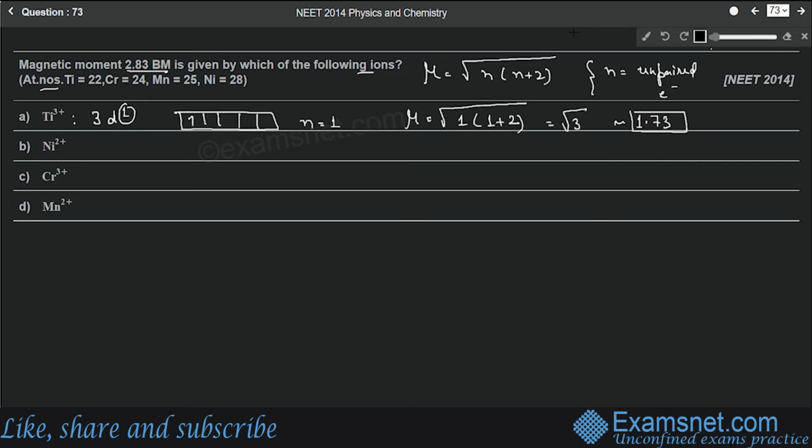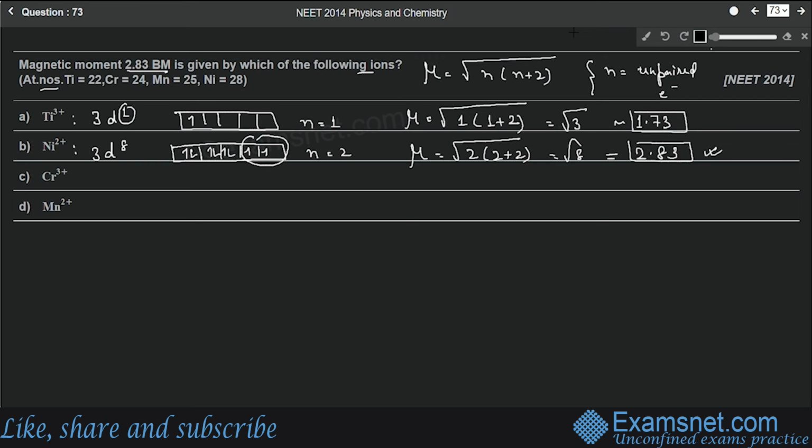Now let's check the second one, nickel 2 plus ion. The electronic configuration for nickel 2 plus ion is 3d8. Now let's fill 8 electrons in 3d orbitals. So 5 orbitals are there, 1, 2, 3, 4, 5. Now 8 electrons. So 1, 2, 3, 4, 5. Now pairing will start, 6, 7, 8. So how many unpaired electrons are left? 2 electrons. So the value of n is 2 here, and the magnetic moment mu will be equal to under root 2 into 2 plus 2. That means under root 8, and the value of under root 8 is approximately 2.83 Bohr magneton. Okay, so this value is mentioned in the question, so according to that this should be the correct answer.